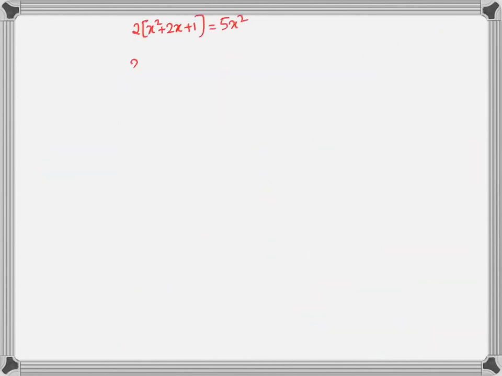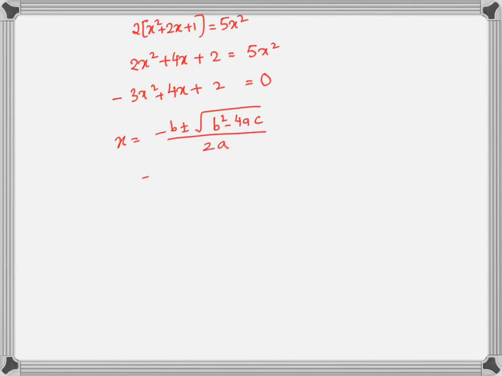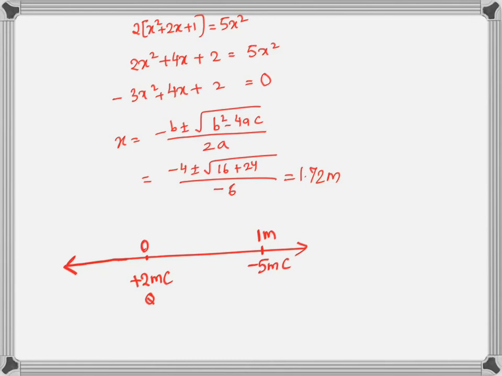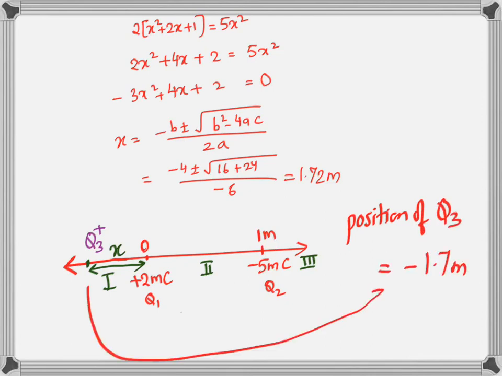Now the rest is mathematics, so I'm just going to rearrange the equation and get the final answer for x. Here it's a quadratic, so I'm using the quadratic formula. You can use a calculator to get the value of x. I get it as 1.732. And I can see that the position of Q3, because it's on the negative side of the x-axis, will be negative 1.7 meters.